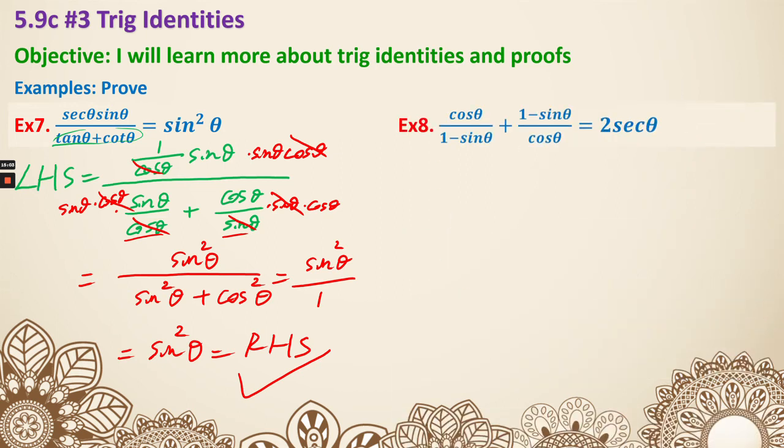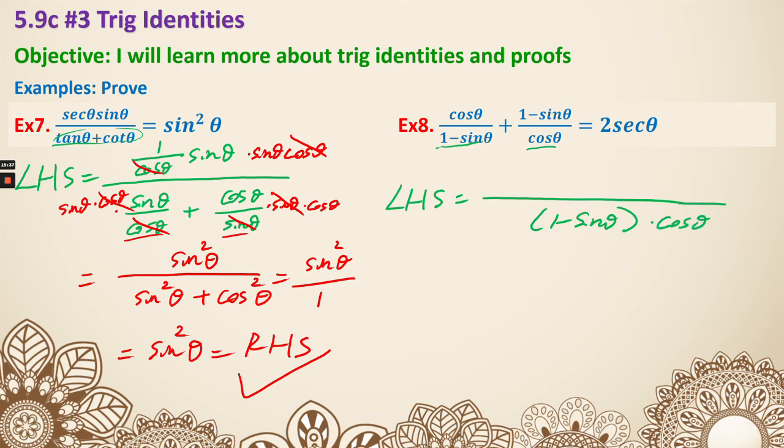Number 8. This is a slightly more complicated example, but the idea doesn't change. Remember, we are working with fractions, so we are going to need common denominators. And the denominator, one of them is a 1 minus sine theta, the other is a cosine theta. These things, they will almost never share anything because of the plus and minus, because we have a 1 minus sign. So the whole thing is just going to be 1 minus sine times cosine. That is our common denominator.